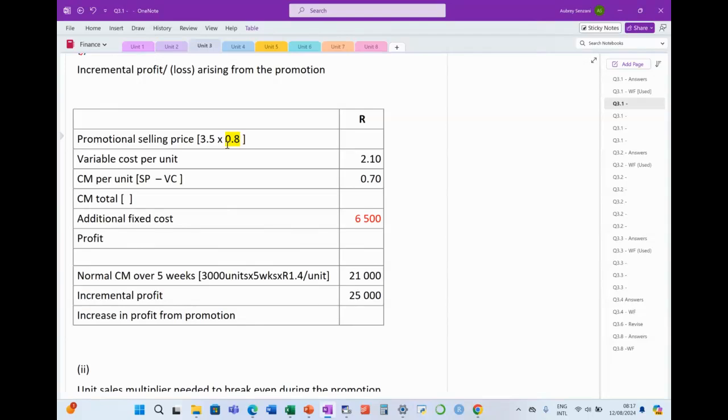So 80% of 3 Rand 50 is what? Somebody tell me. 2 Rand 80. 2 Rand 80. Okay. Right? So our selling price here is obviously then 2 Rand 80. Okay, then our variable cost, they gave it to us, right? And then obviously to get our contribution margin per unit, we were just saying the 2 Rand 80 minus the 2 Rand 10 cents.